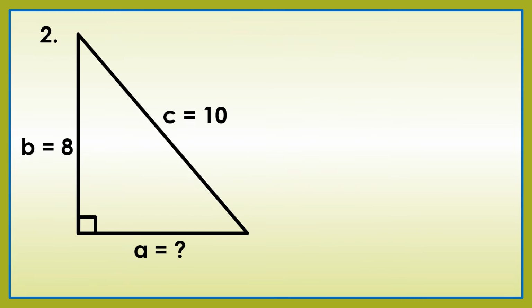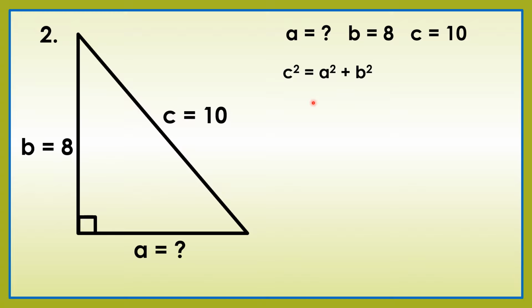Let's have here number 2. Given natin dito ang B ay 8, ang C ay 10. So, ang unknown natin dito ay yung A. So, let us use yung Pythagorean Theorem. C squared is equal to A squared plus B squared. Substitution, we will have now 10 squared is equal to A squared plus 8 squared. So, simplify natin ang 10 squared at yung 8 squared.